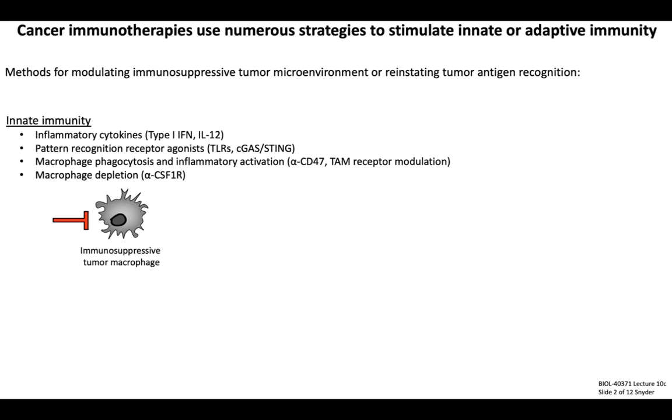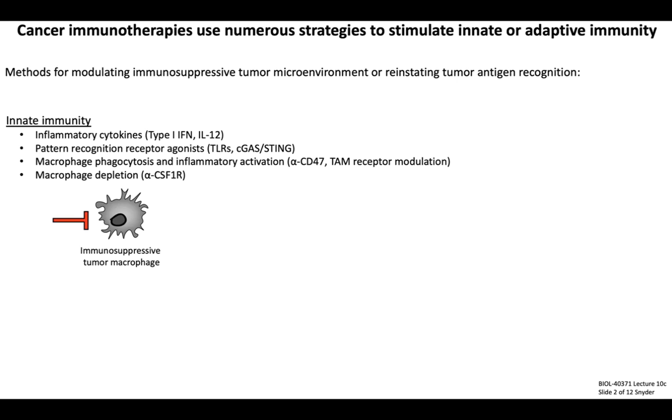Lastly, several immunotherapies target macrophages because tumor macrophages are usually quite tolerizing, or tolerogenic, and they're associated with adverse cancer prognoses. Monoclonal antibodies can be used to block immunosuppressive signaling in macrophages through something called the TAM receptors, or promote tumor phagocytosis by blocking this other molecule called CD47.